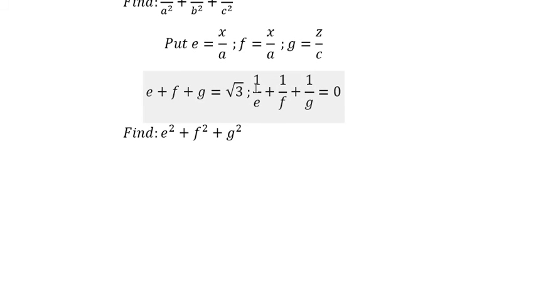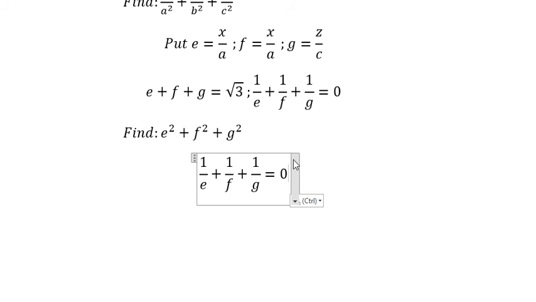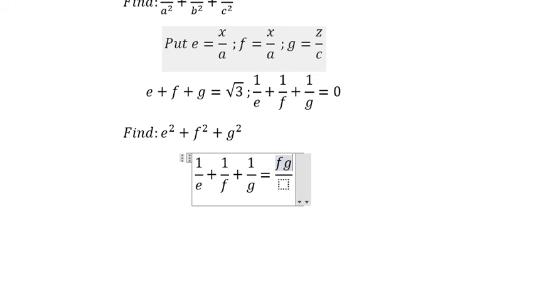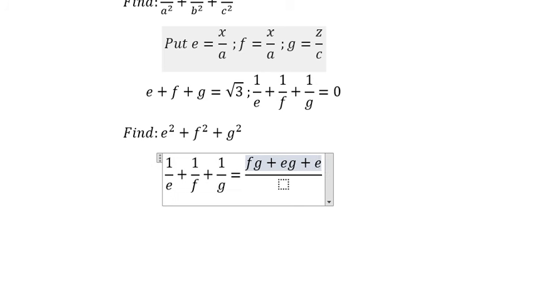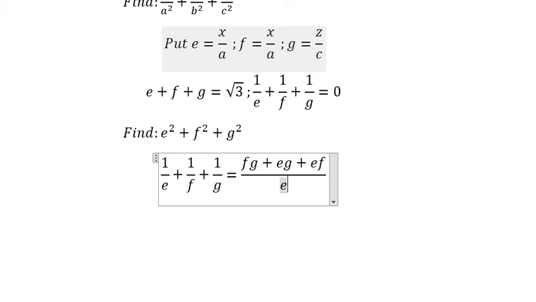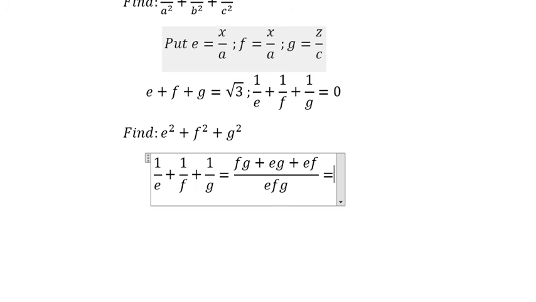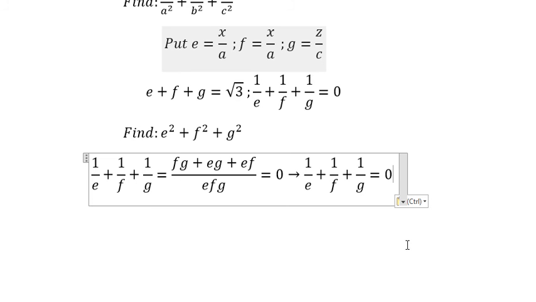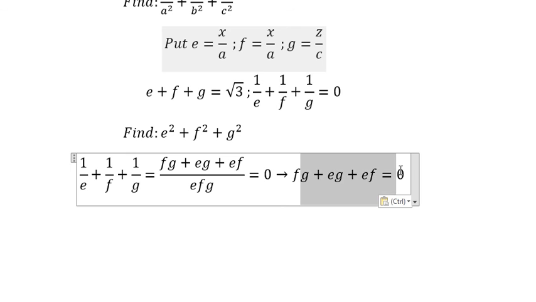Now we need to consider the second equation. If we do the common denominator, you will get FG plus EG plus EF. In this one we have EFG equals number 0. To get the value of 0 in here, that should be in this one. That's it on this one.